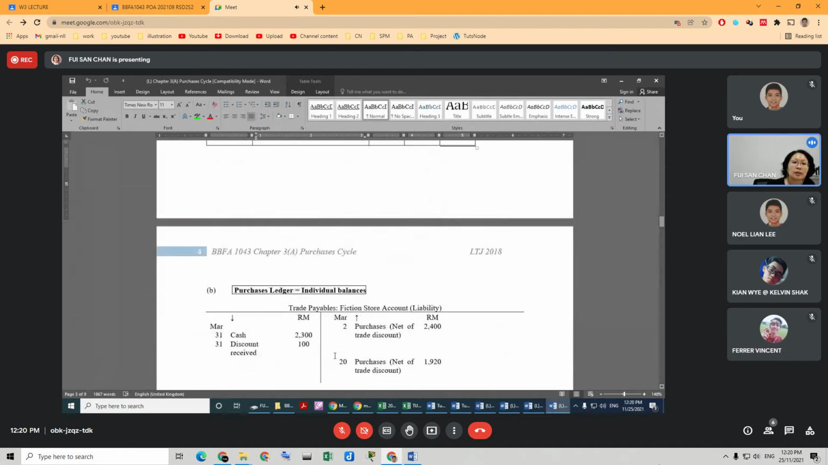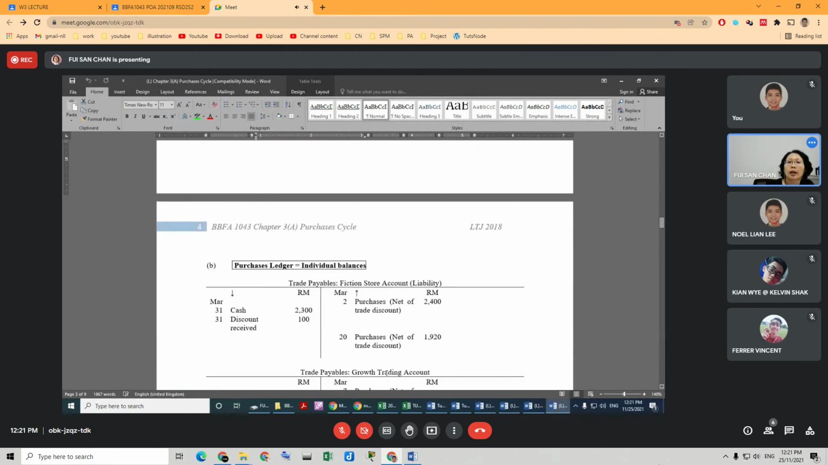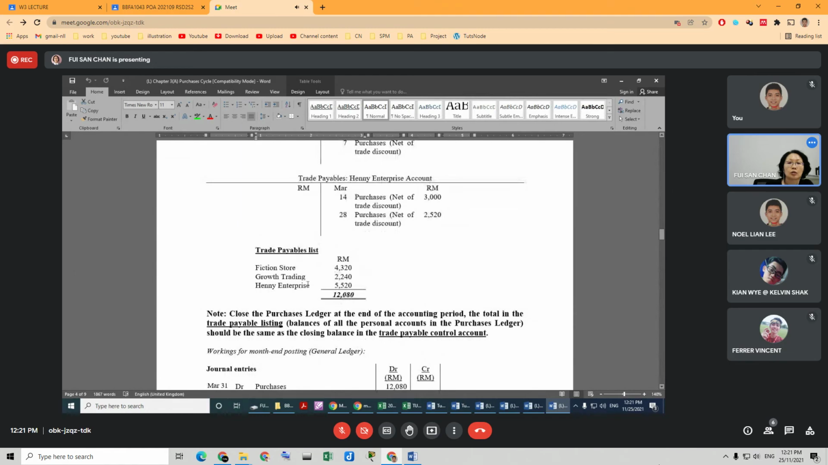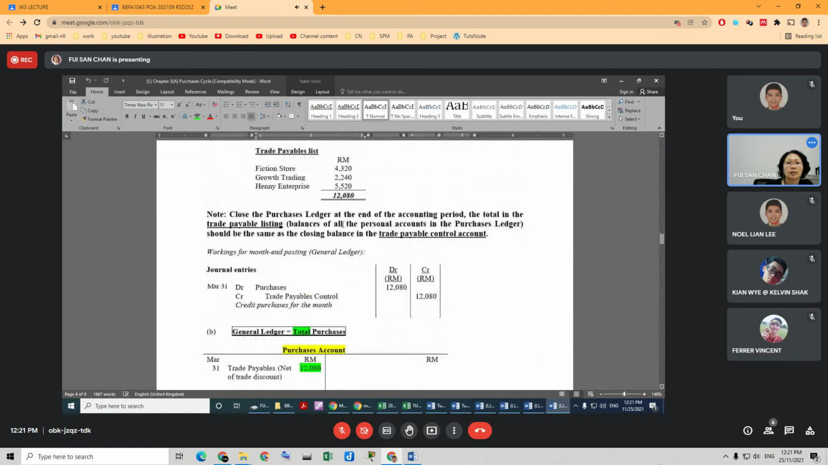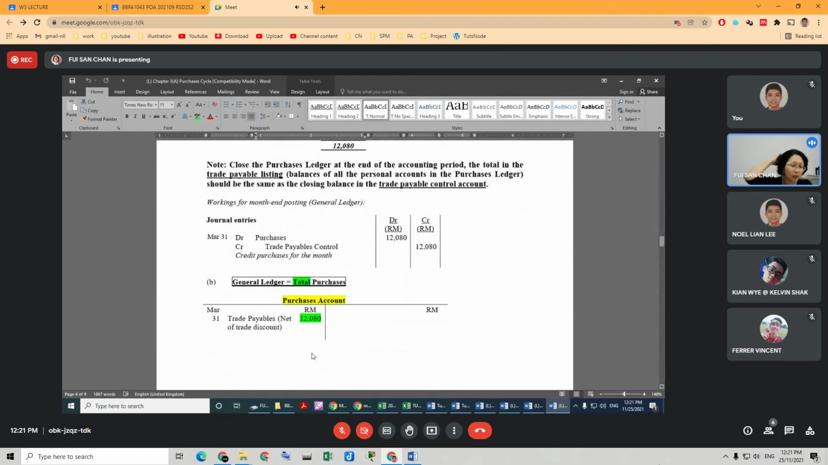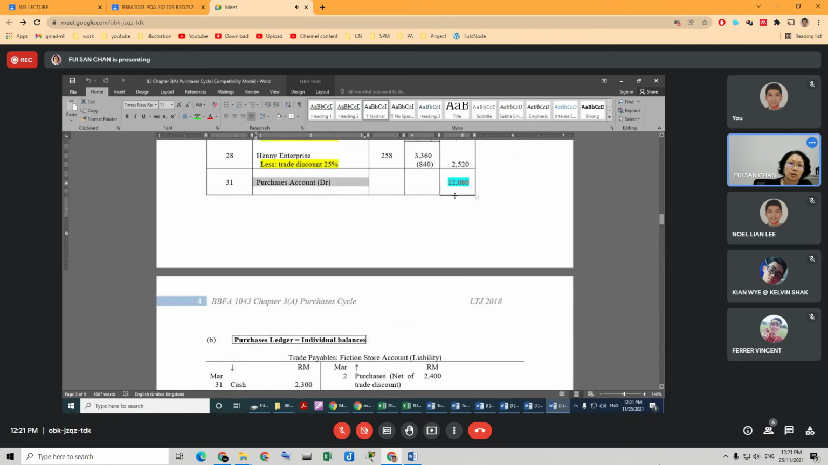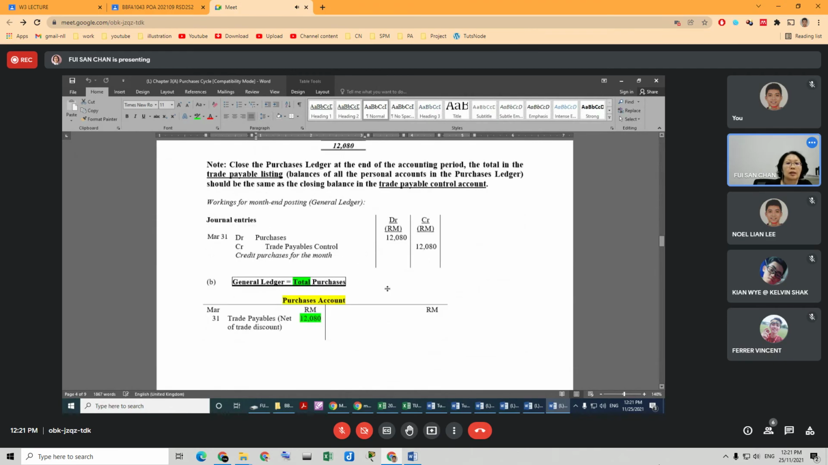In your first test, most likely you are asked to prepare the purchases journal and the return outwards journal. They might also ask you to do the purchases ledger. The purchases ledger is individual, and this is your total. The total goes into the purchases account, which is from here. See the purchases account here. So go and study this illustration.